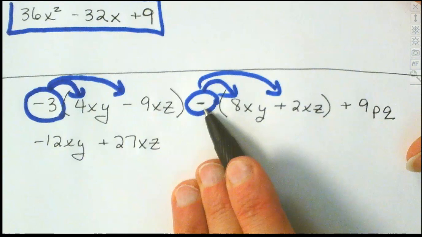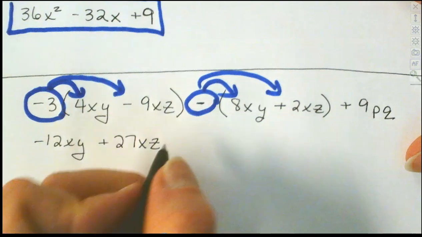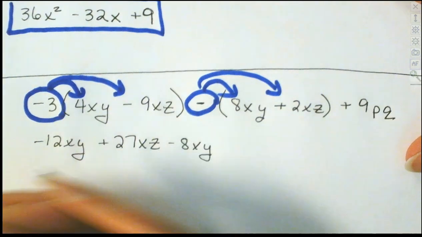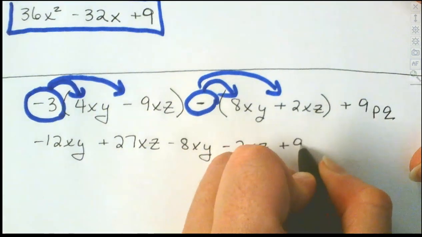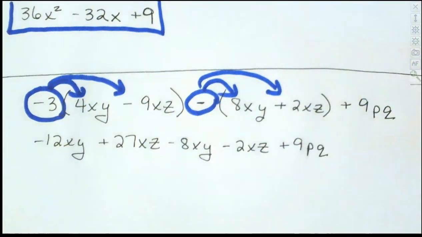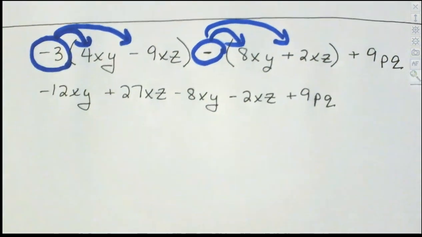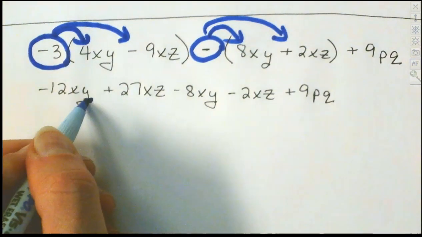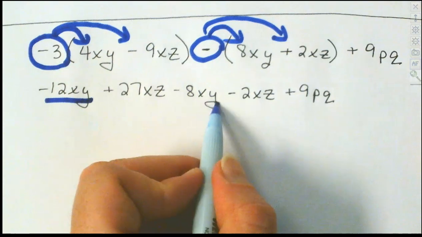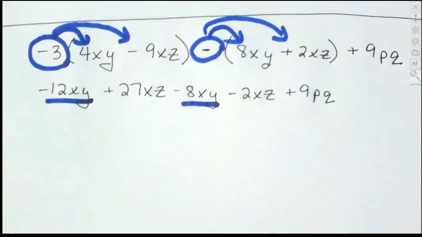When we have a negative in front, what does that do? All that does is change my signs. So that's going to make it a minus 8xy and a minus 2xz. And then a plus 9p cubed. So distribute through. Now what we can do is combine certain pieces together, but they have to have the same variables linked together. So what we can look at here is xy's. We've got xy's here and xy's here, so those can go together.